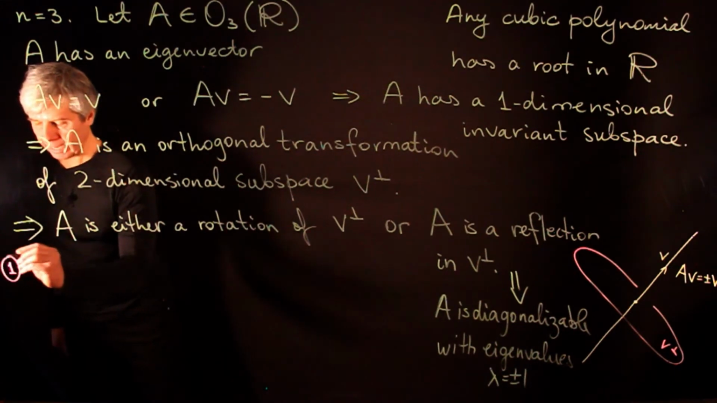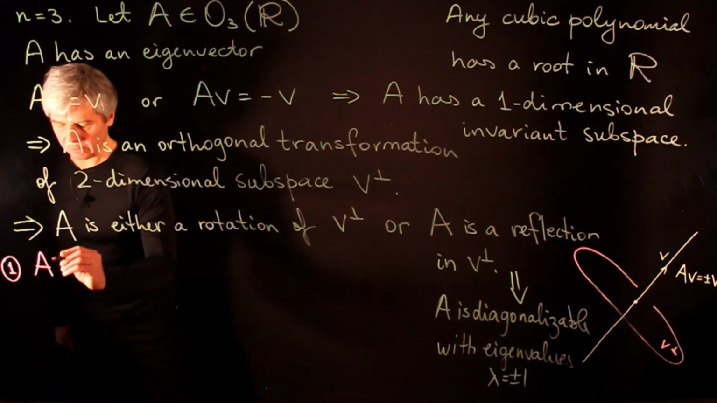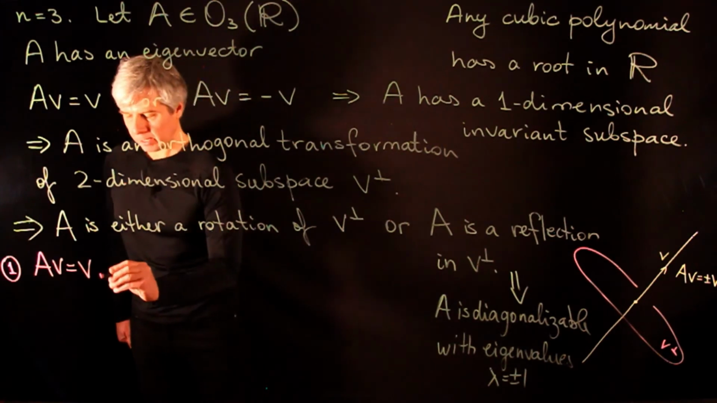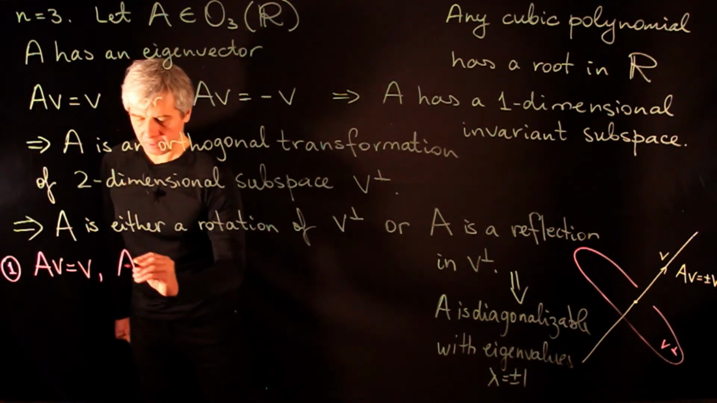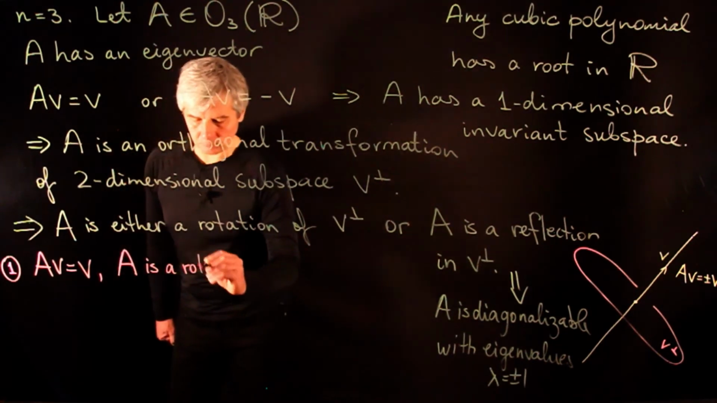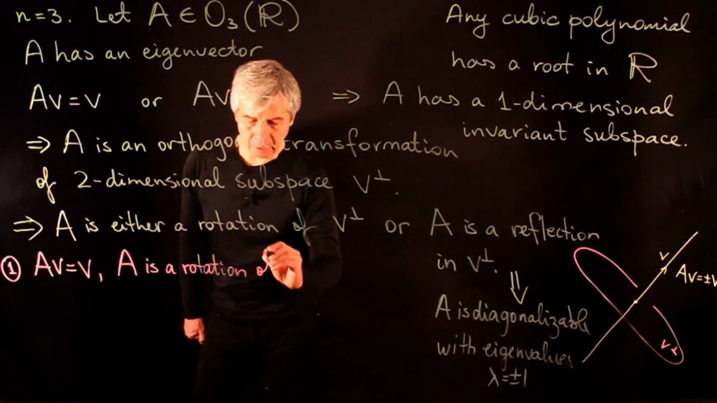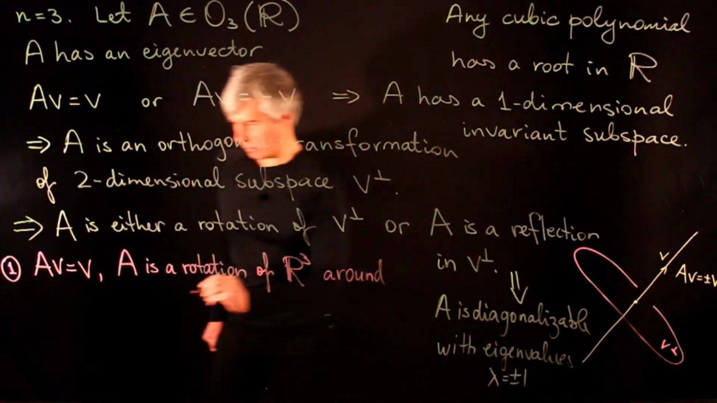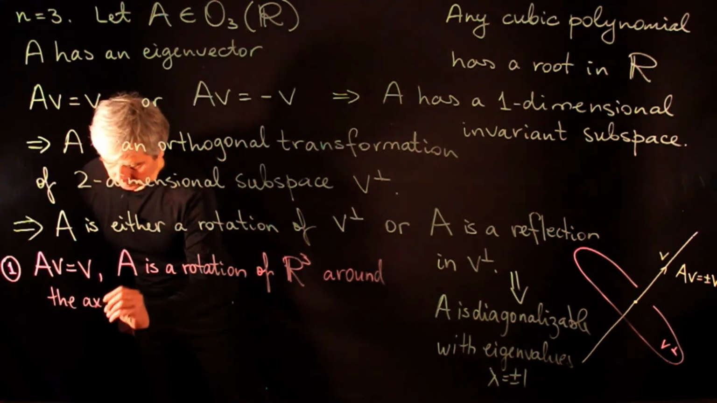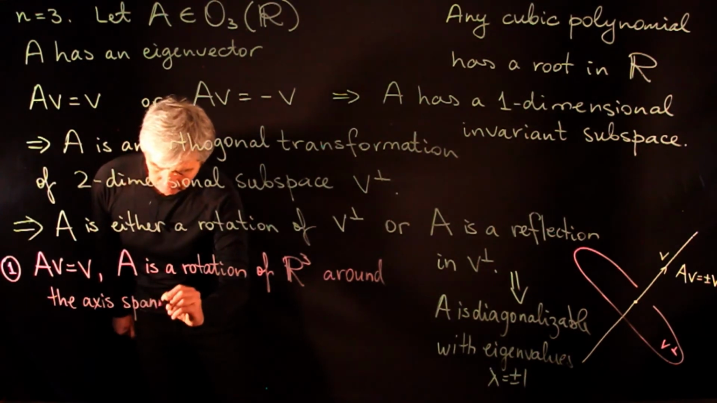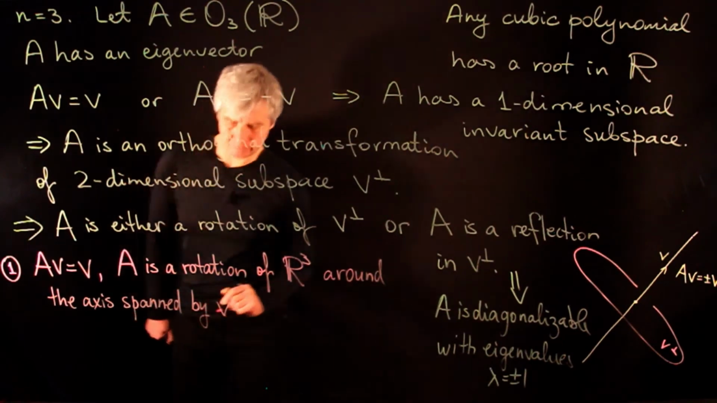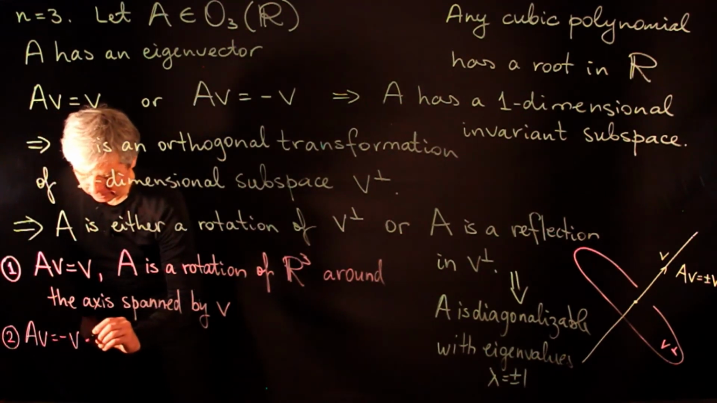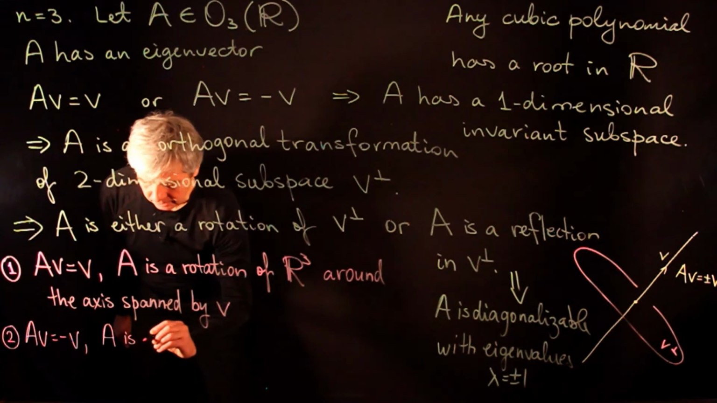So here we have that if AV is equal to V and A is a rotation of the plane V perp, then as a three-dimensional transformation, A is a rotation of R3 around the axis spanned by V.